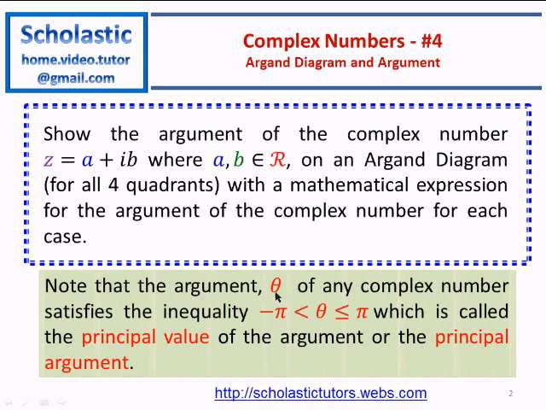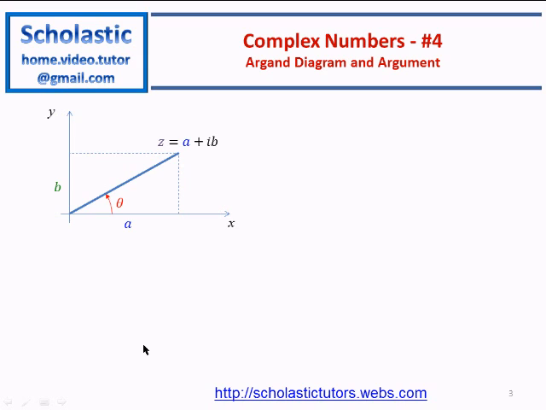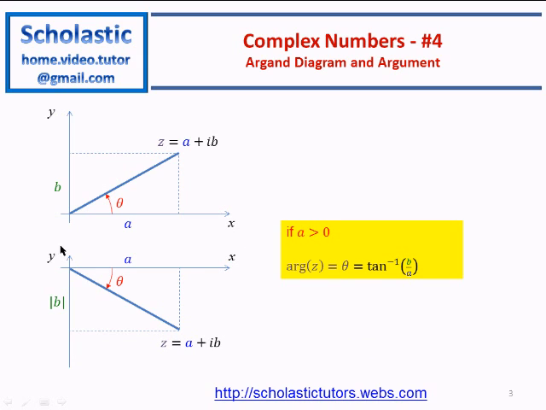Note that the argument theta of any complex number satisfies the inequality theta is between negative pi and positive pi, which is called the principal value of the argument or the principal argument. First case where a is positive and b is positive, and also a is positive and b is negative. So both cases a is greater than 0. In that case, argument z or theta is equal to tan inverse b over a.